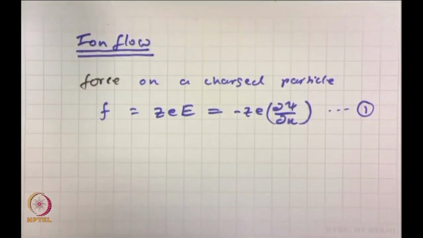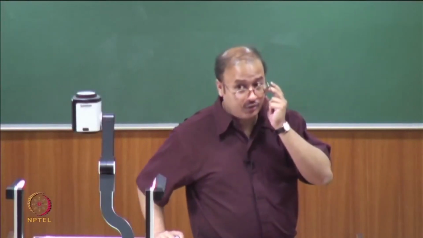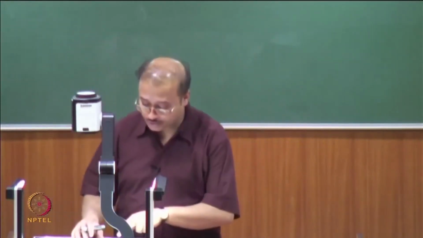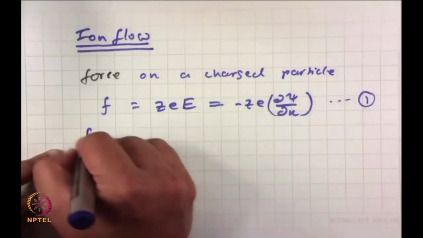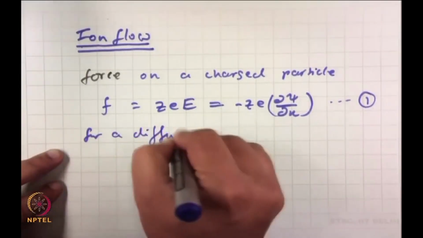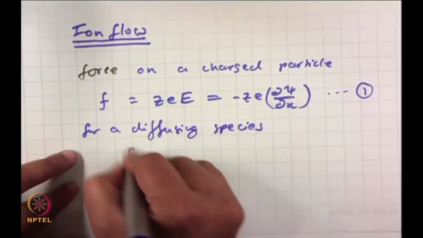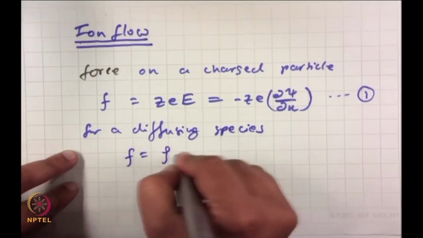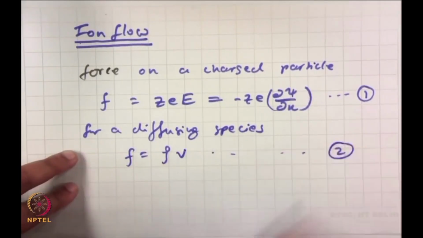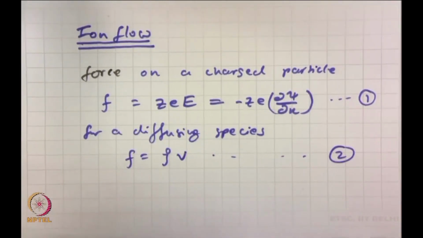Now, when we did the Einstein-Smoluchowski equation, we also knew that if an ion is moving in solution, that means for a diffusing species, if you have friction coming in, what will F be? Do you remember? F is equal to xi times V, isn't it? Where xi is the coefficient of friction and V is the velocity of the particle. Okay.